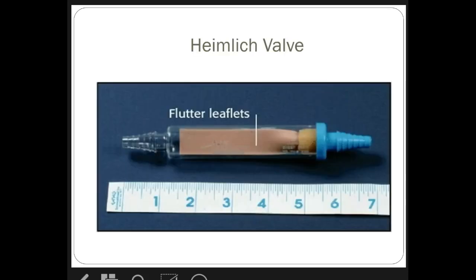This is an example of what the flutter valve looks like, and that can be used for patients to go home with.